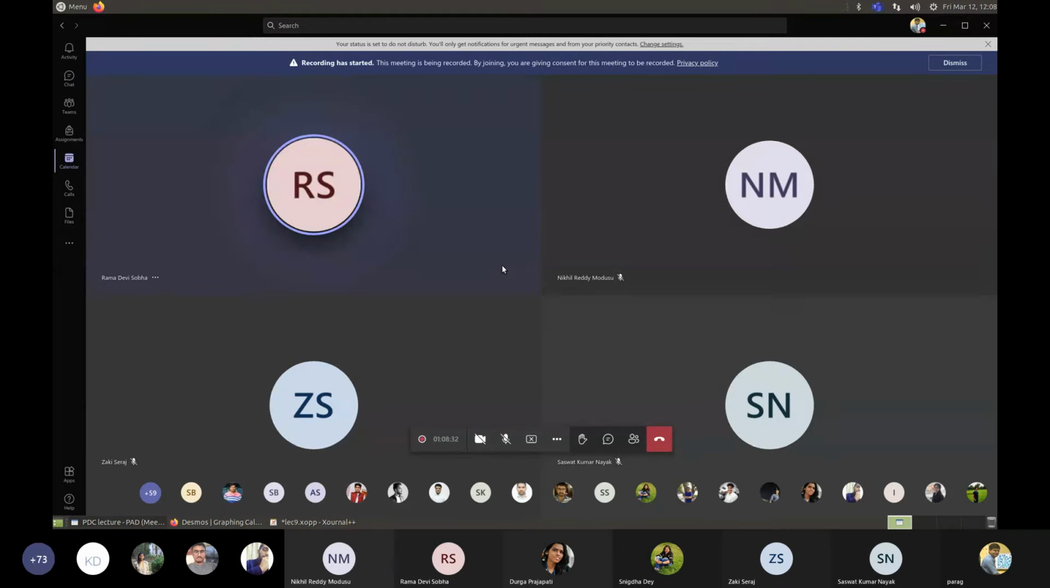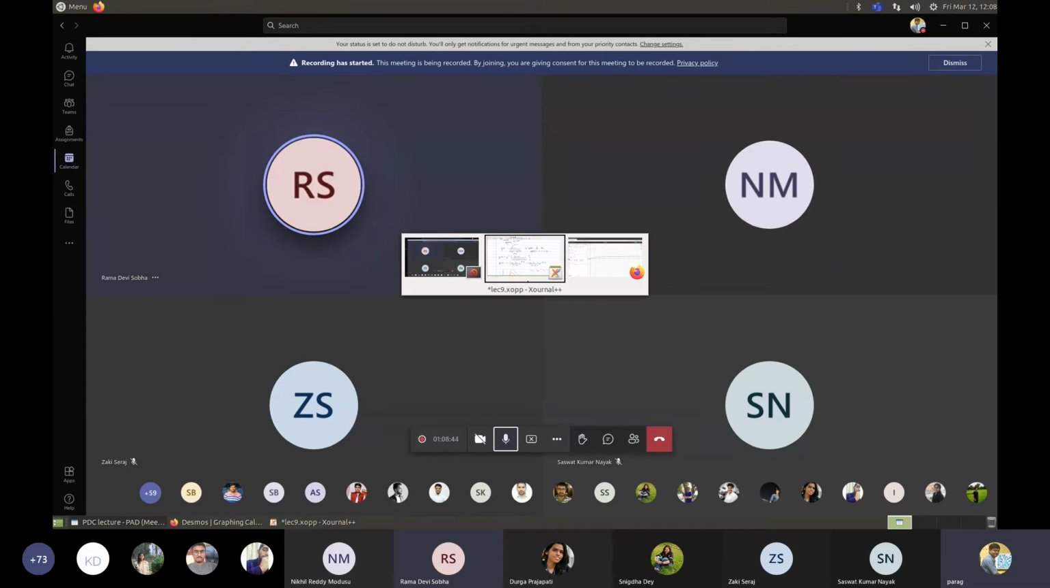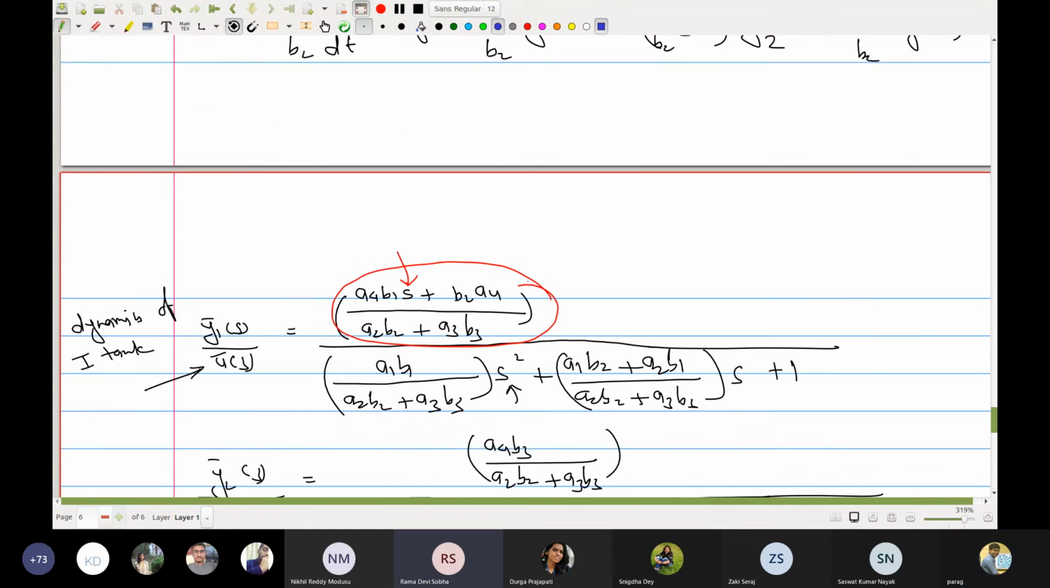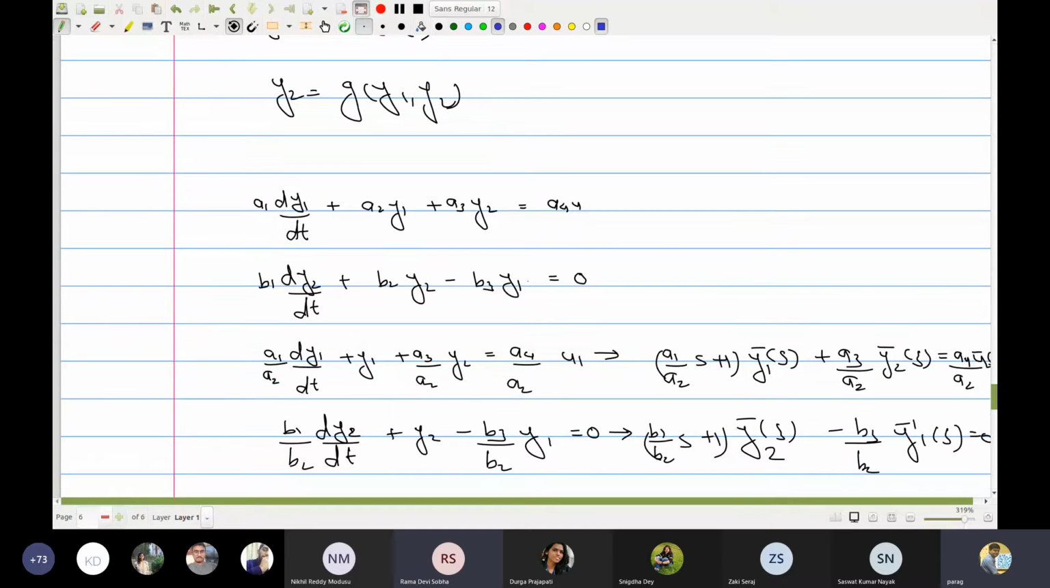Hello, sir. Somehow I missed the dynamic equations part where we have written that A1 into dy1 by dt. Can you explain that? Which one? Like the dynamic equations we have written for the two tanks. This one. Can you explain how we have written the equations? I have missed out there. How did we write the equation? Okay.